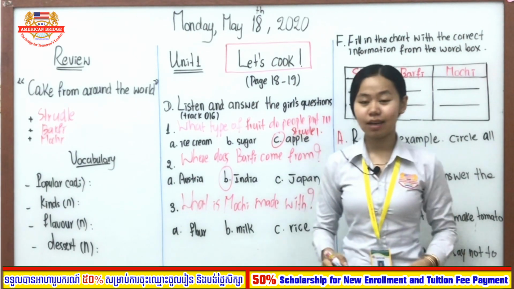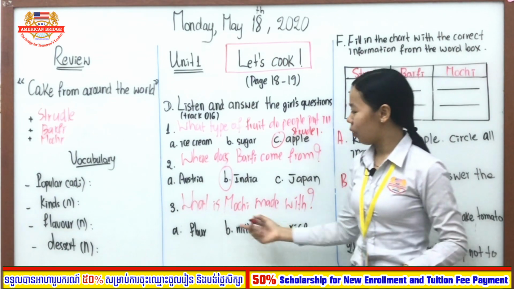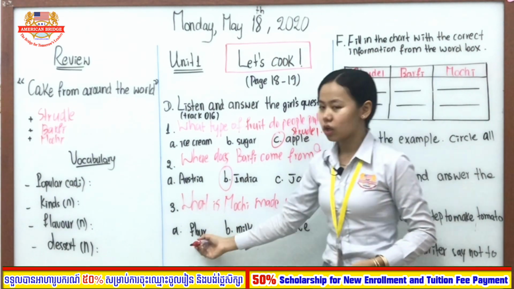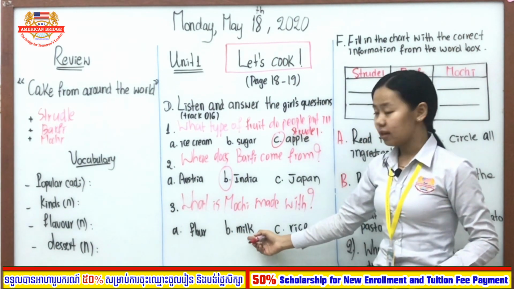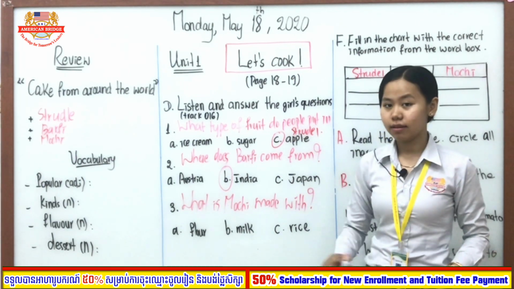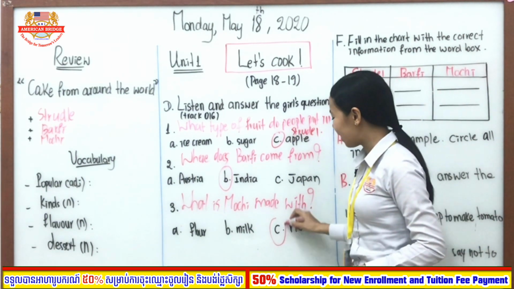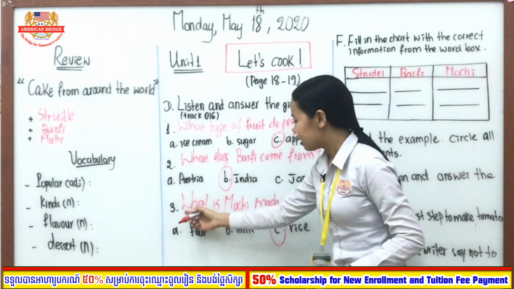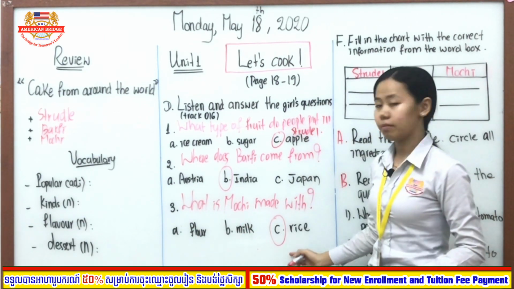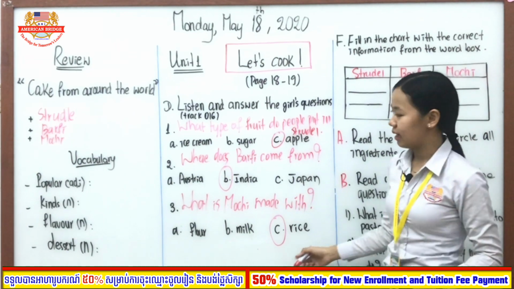So the girl did ask this question, right? So what is mochi made with? So flour, milk, or rice? Which one? Yes, very good. Right. Okay. So what is mochi made with? It's made with rice. Okay.